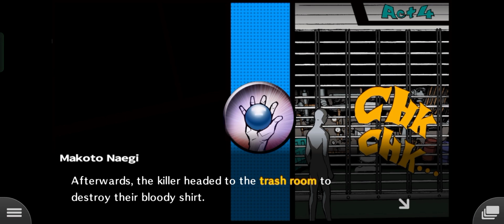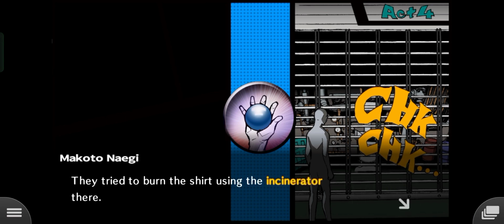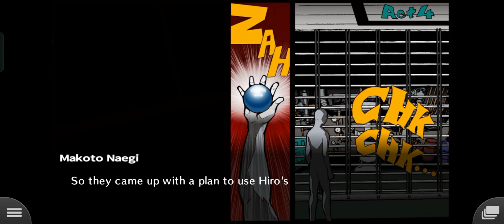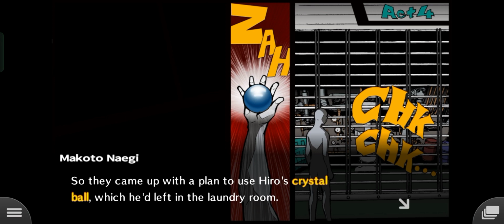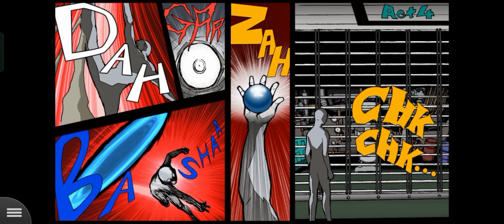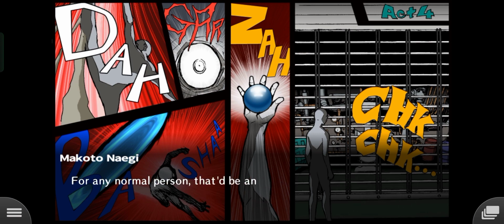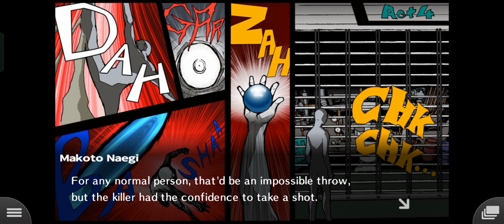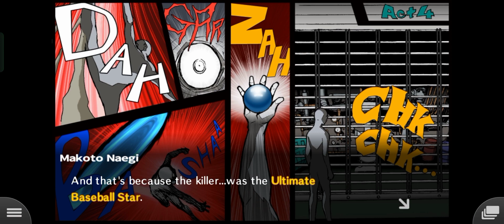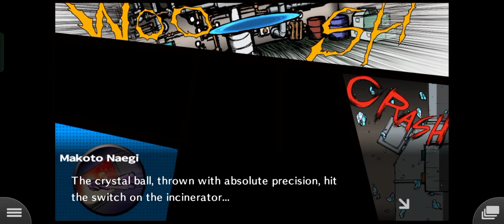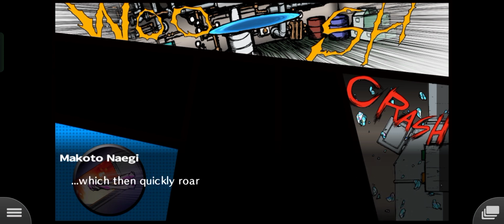Afterwards, the killer headed to the trash room to destroy their bloody shirt. They tried to burn the shirt using the incinerator there, but the trash room was blocked off by an especially sturdy gate, preventing access to the incinerator. So they came up with a plan to use Hiro's crystal ball, which he left in the laundry room. The killer managed to throw the ball through the gap in the gate and hit the incinerator switch. For any normal person, that'd be an impossible throw, but the killer had the confidence to take a shot. And that's because the killer was the ultimate baseball star. The crystal ball, thrown with absolute precision, hit the switch on the incinerator, which then quickly roared to life.